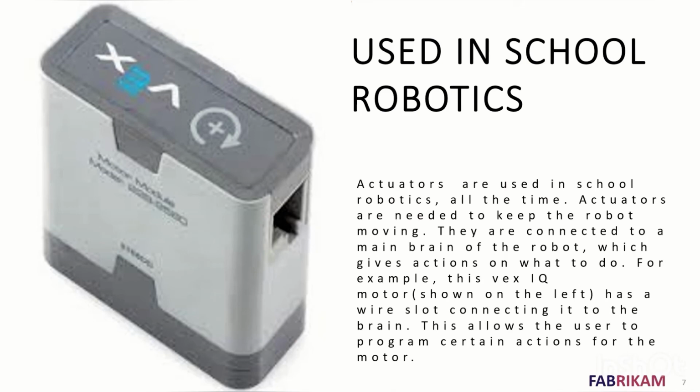So how is it used in school robotics? Actuators are used in school robotics all the time. Actuators are needed to keep the robot moving. They are connected to the main brain of the robot, which gives actions on what to do. For example, this VexIQ motor, shown to the left, has a wire slot over here, connecting it to the brain. This allows the user to program certain actions for the motor. So the electrical energy goes through. This might look a little weirder than the FTC motor, but all the motors come in different shapes and sizes.